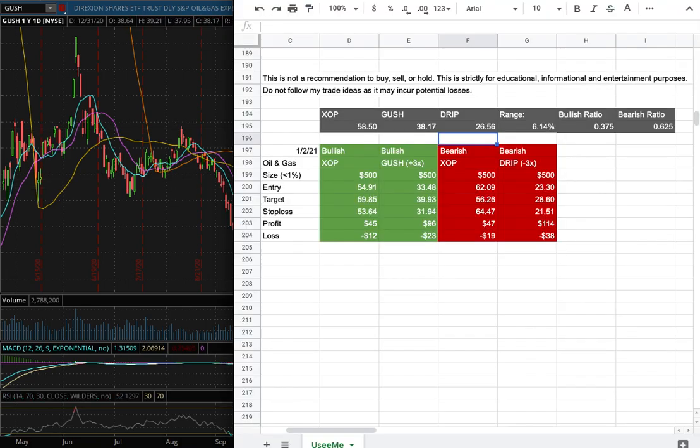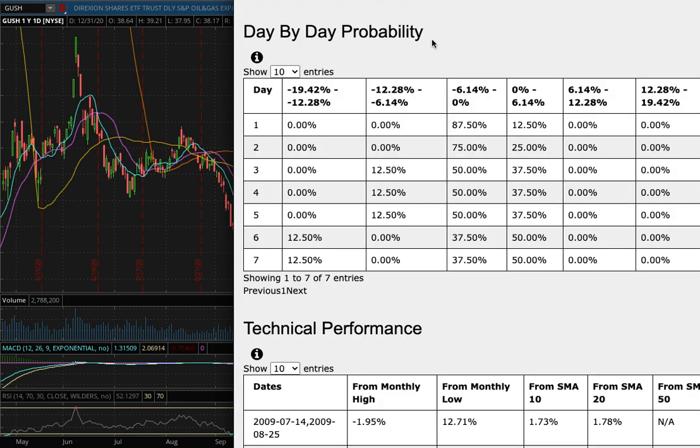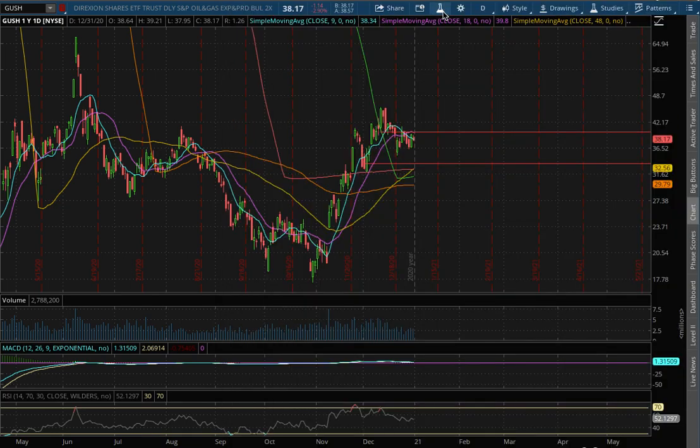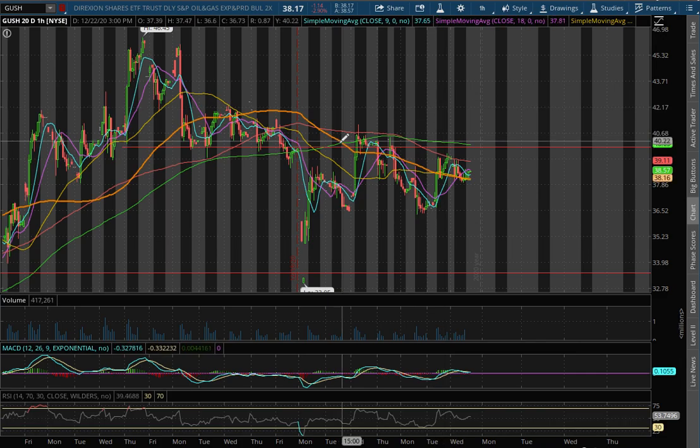In this video, we'll be going over my trade idea of the week and the day-by-day probability model. So let's start off with the technical analysis for GUSH on the 1-hour chart.